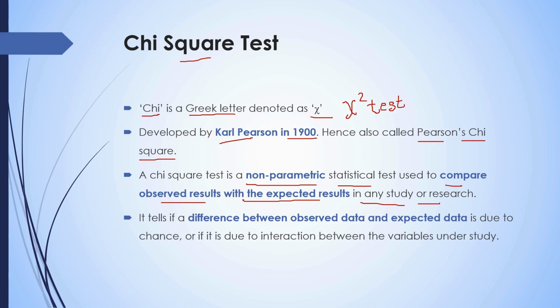Now I can use a chi-square test to check if the association between these two variables, that is the gender and the preference for the color, is significant or not. That is, it tells if the difference between the observed data and the expected data is due to chance or it is due to an interaction between the variables under study. I hope that is clear to you.